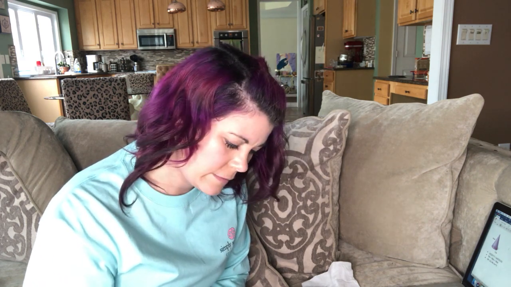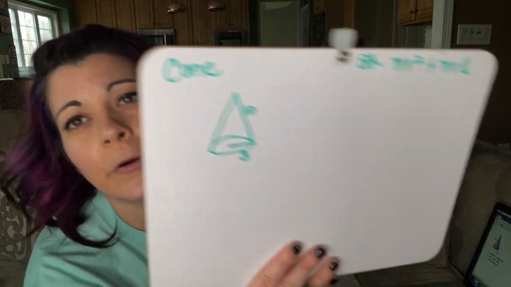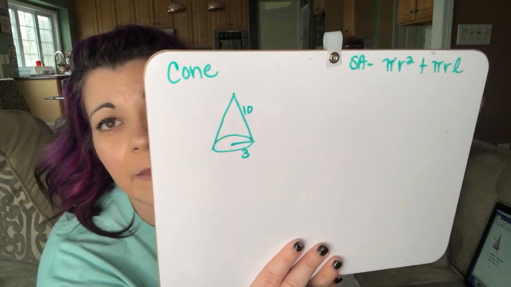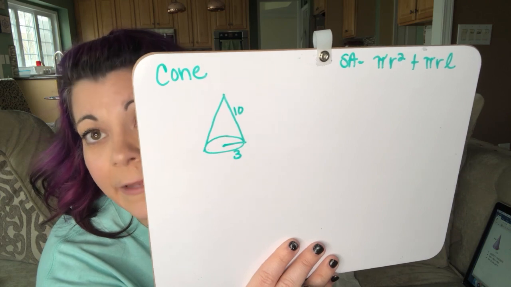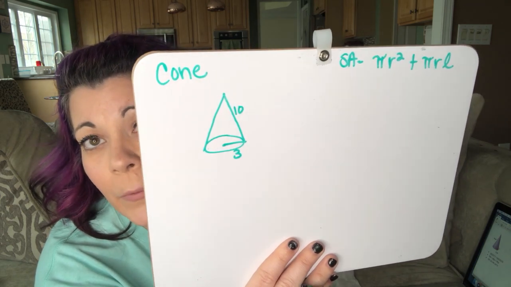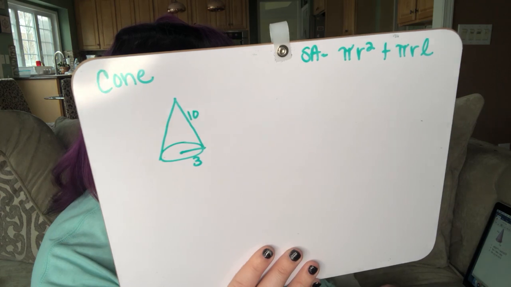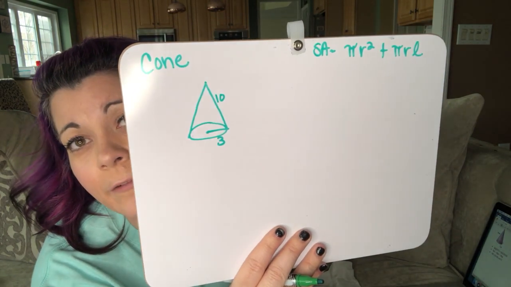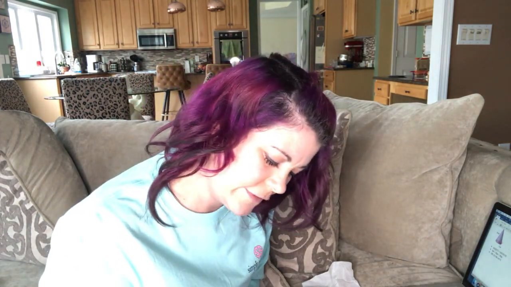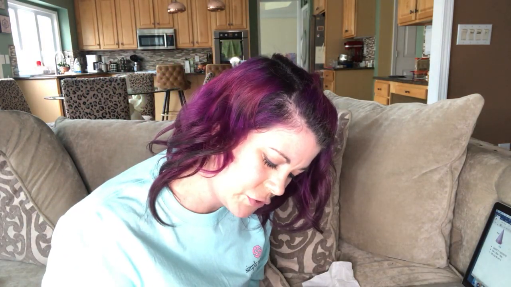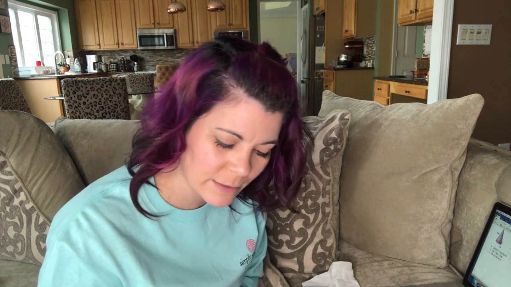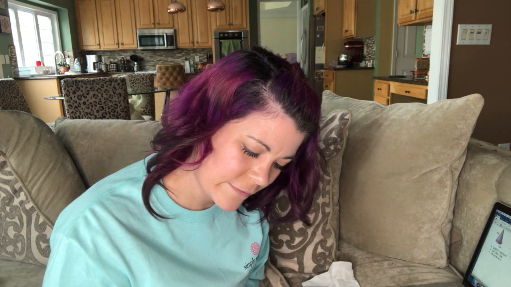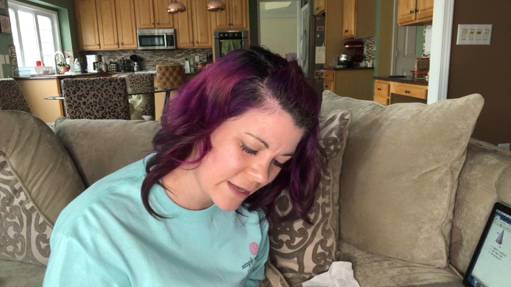And then 10. So here's my cone. If you notice, it has a radius of 3 and then a slant height of 10. So in the cone, that is what L is. Okay, so we're going to plug in everything. We have surface area equals pi r squared, so 3 squared. If we were given the diameter, we would divide it by 2 because we know the radius is half the diameter. Then pi times r times L, which is 10.